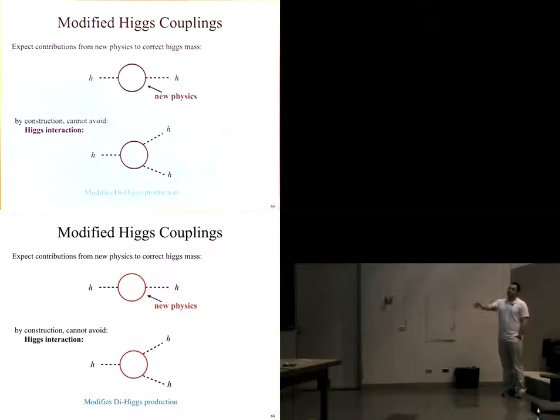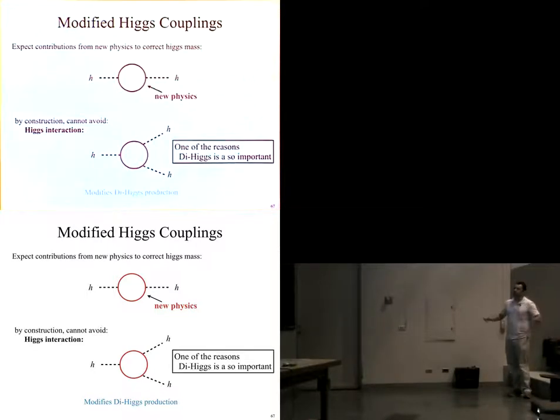Right, where you add another Higgs to this diagram. Okay, because of course this assumes that you have a Higgs interaction. That's the whole point of it. And so this will always be there, and this modifies this di-Higgs production, the rate at which we produce pairs of Higgs bosons at the LHC.